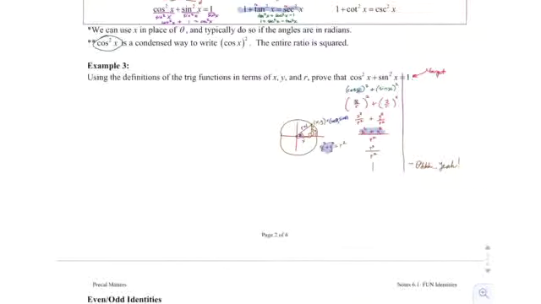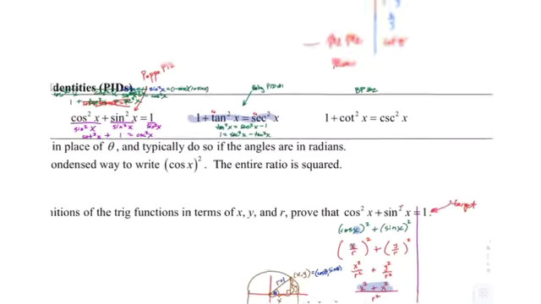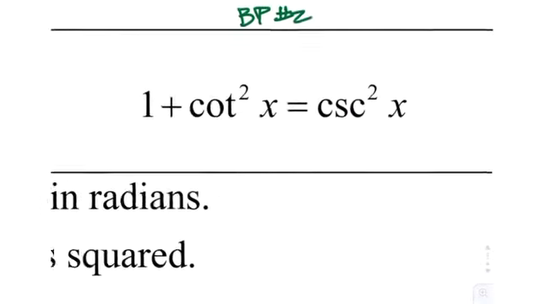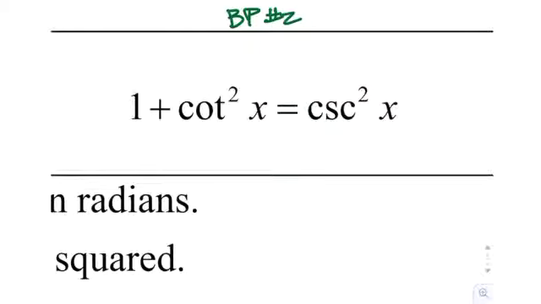Okay, so we have three sets of identities: reciprocal, ratio, and the PIDs. And the PIDs are the only new ones that you have to memorize. And you have to memorize them like the back of your hand.